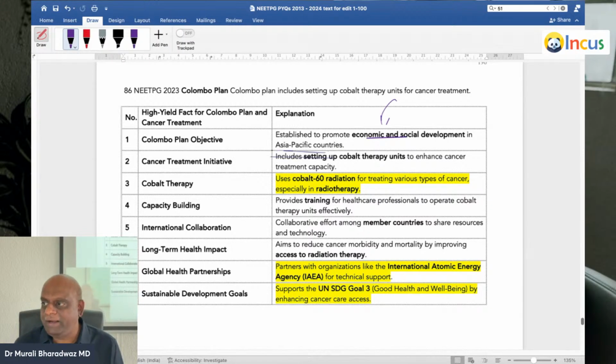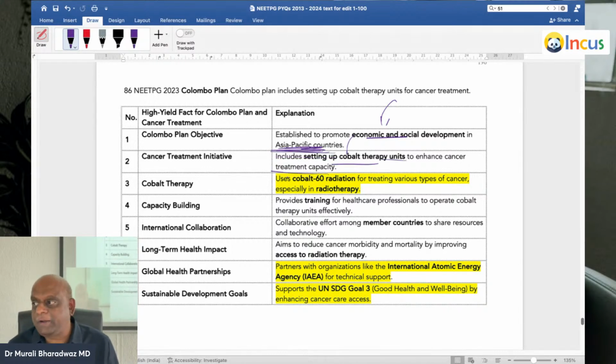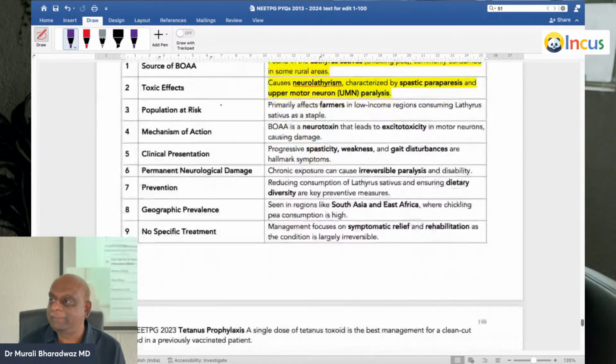Now, what is Colombo plan? Economic social development in Asia Pacific regions, including setting up of cobalt therapy units to enhance cancer treatment, cobalt 60 radiation for treating various cancers. It is all done under the Colombo plan.